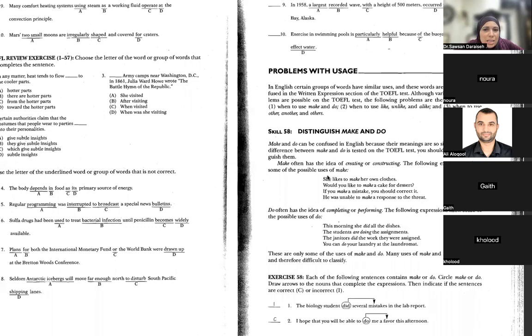These are some of the things that are problematic for people who are learning English, all right? When to use make and do. When to use alike and unlike. When to use other, another, and others. Okay? Today we're going to talk about this, and tomorrow we will talk about this. Okay? Distinguish make and do.